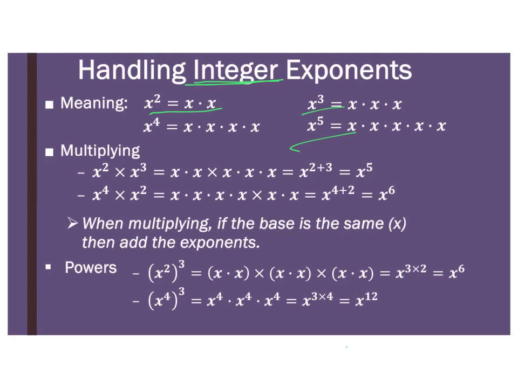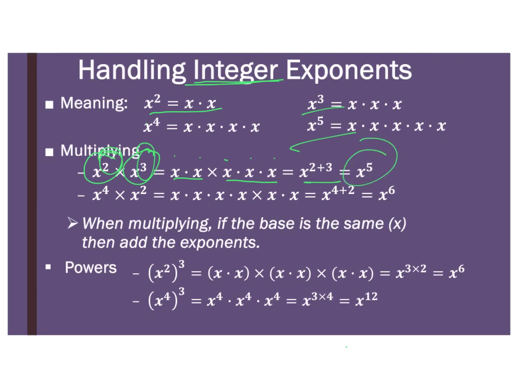All right, so when we multiply two terms that have the exact same base, notice we have x squared, we get 2 x's. X cubed, we get 3 x's. So really we're going to have 5 x's all together. 1, 2, 3, 4, 5. So that is x to the 2 plus 3, which gives us x to the fifth.